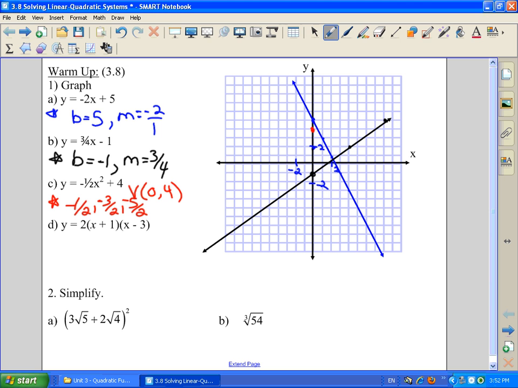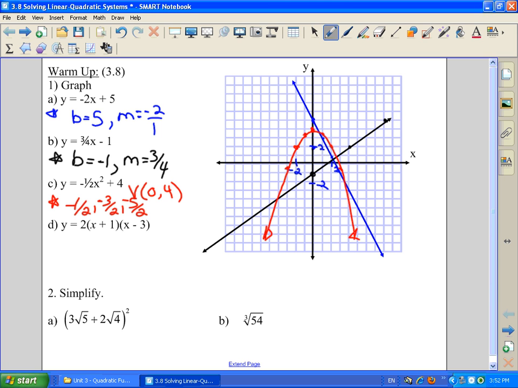We notice the direction of opening is down. That's why our step pattern is negative. So as we go over 1, we go down 1/2. As we go over 1, we go down 1 1/2. And as we go over 1, we go down 2 1/2. Okay, and then we draw our parabola.